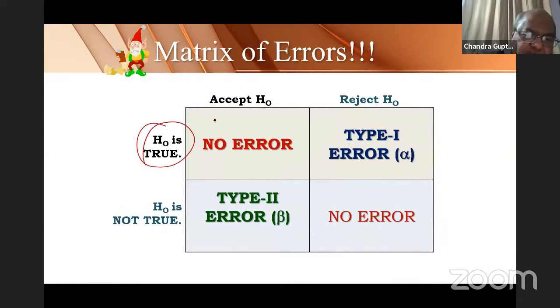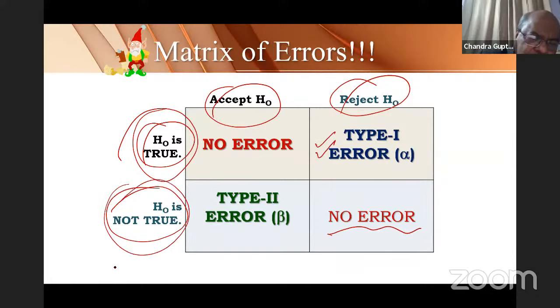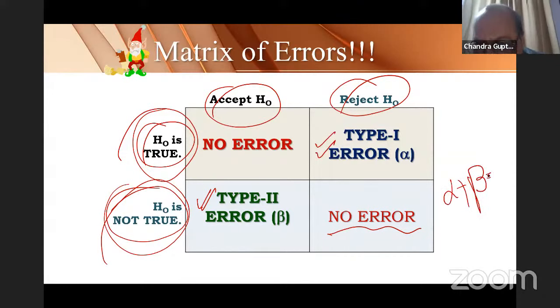So if H0 is true and we accept, no error. If H0 is not true and we reject, no error. If H0 is true and we have rejected, we commit a type 1 error. If it is not true, false, and we accept it, we commit a type 2 error. And please remember, alpha plus beta is always equal to... anybody? Alpha represents the probability of type 1 error and beta represents the probability of type 2 error.